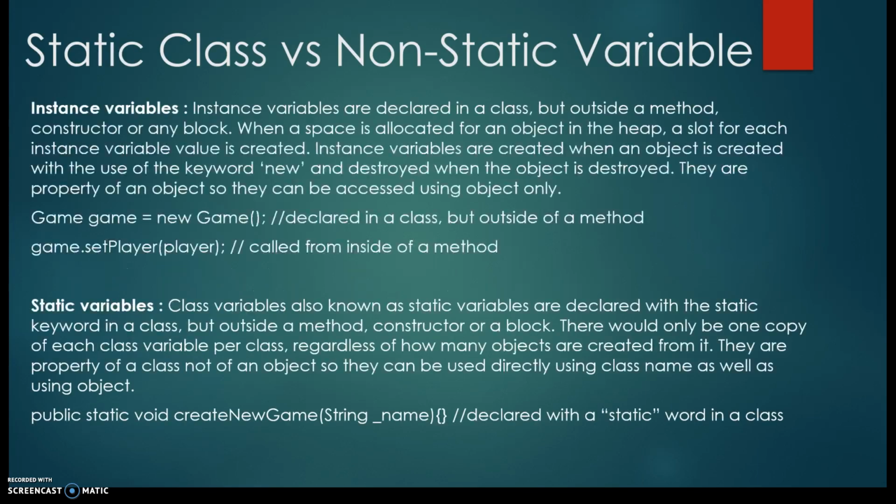I would like to start with static class versus non-static class variables. Instance variables are declared in a class, but outside a method, constructor, or any block. When a space is allocated for an object in the heap, a slot for each instance variable value is created. Instance variables are created when an object is created with the use of the keyword new and destroyed when the object is destroyed. They are property of an object, so they can be accessed using object only.